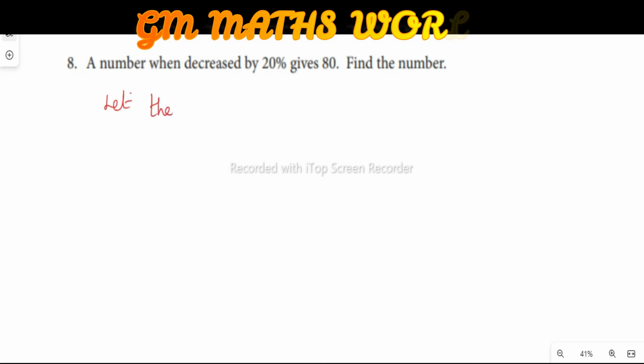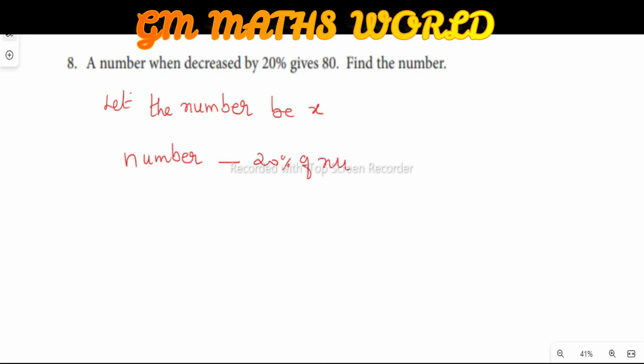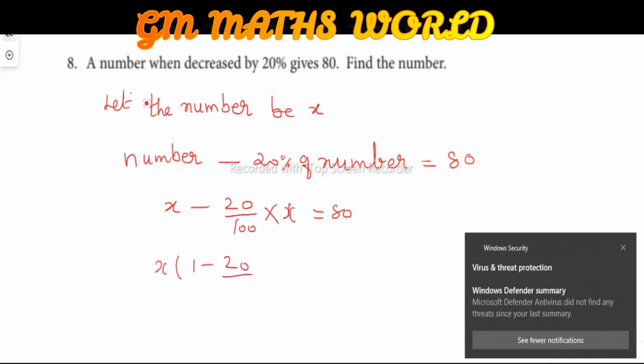The next problem is a number when decreased by 20% gives 80. Find the number. So in the same way as in the previous problem, we take the number to be x, and here it is decreased by 20%. So number minus 20% of that number is equal to 80. Number is x. So x minus 20% of x is 80. X is taken out because x is common in the first term and in the second term. So it is x into 1 minus 20 by 100 equal to 80.